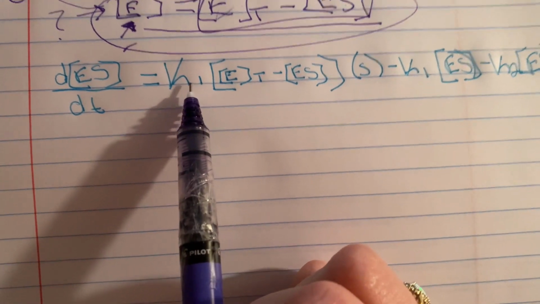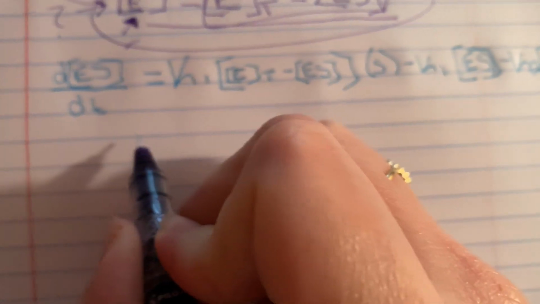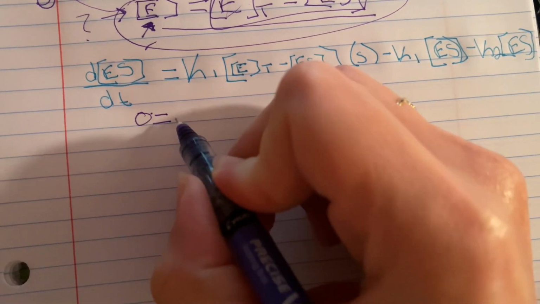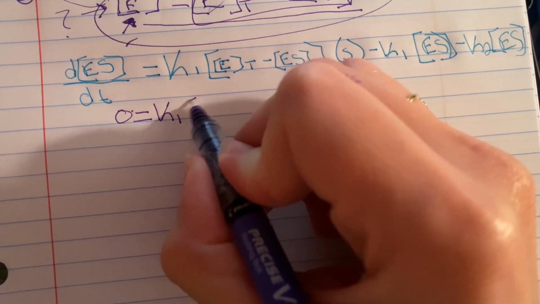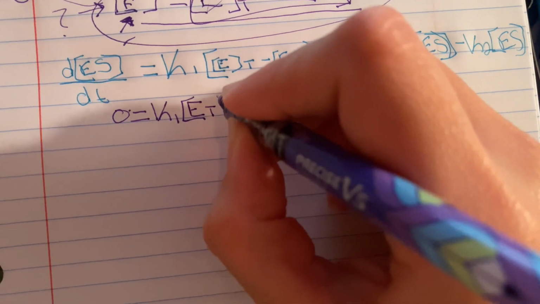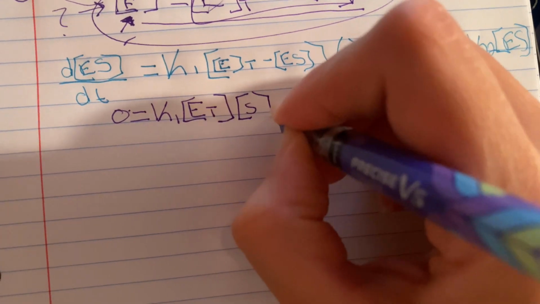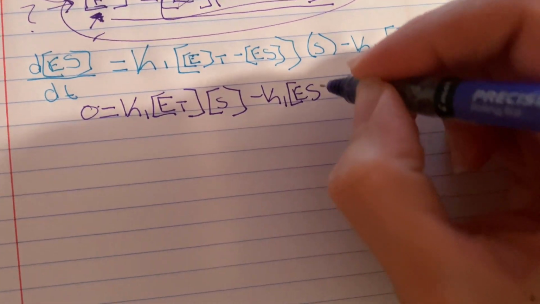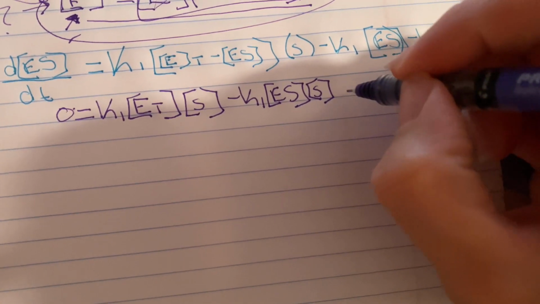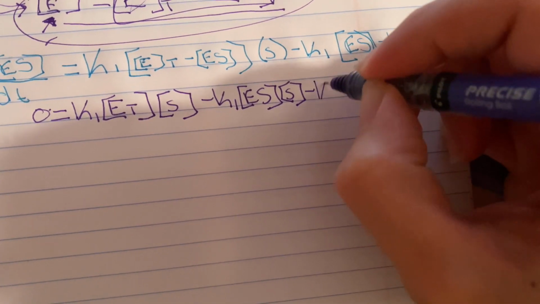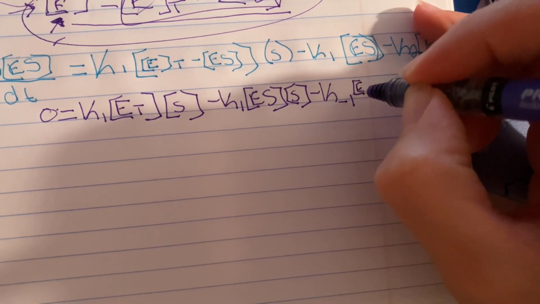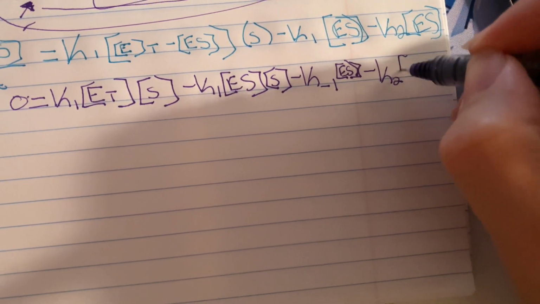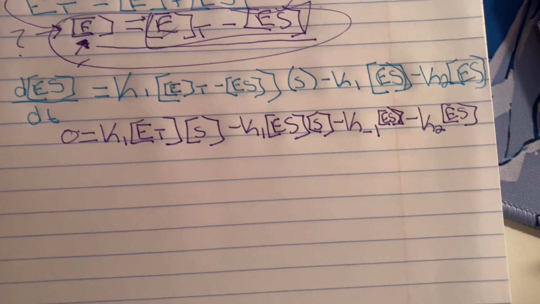So if we go ahead and distribute the K1, what we are going to end up with is K1 multiplied by E sub t multiplied by the substrate, minus K1 multiplied by the enzyme substrate complex multiplied by the substrate, minus K minus 1 multiplied by the enzyme substrate complex, minus K2, which is also multiplied by the enzyme substrate complex.